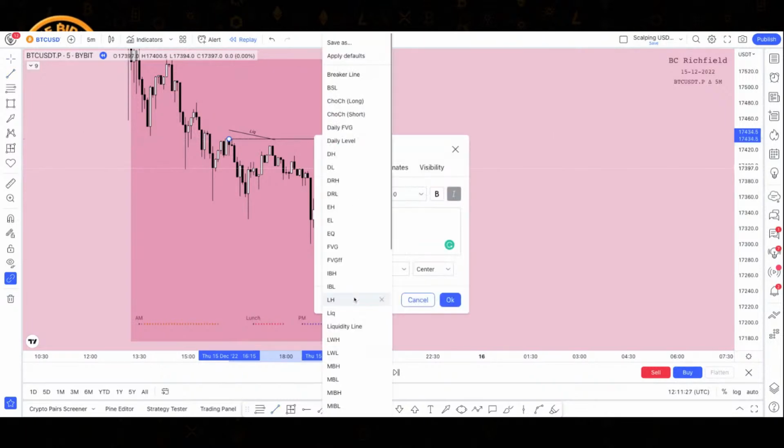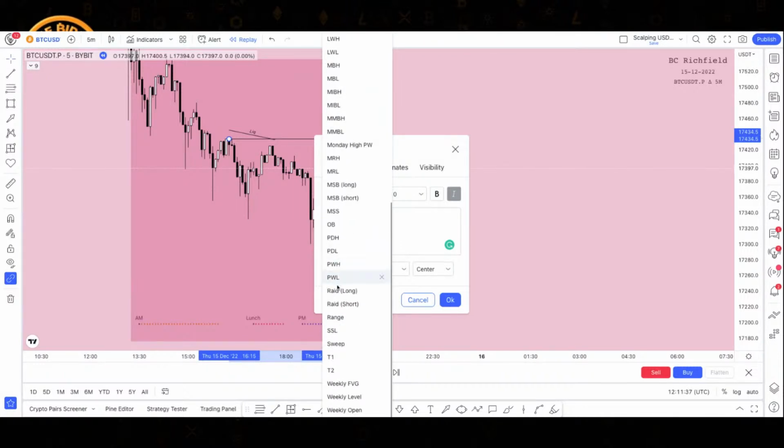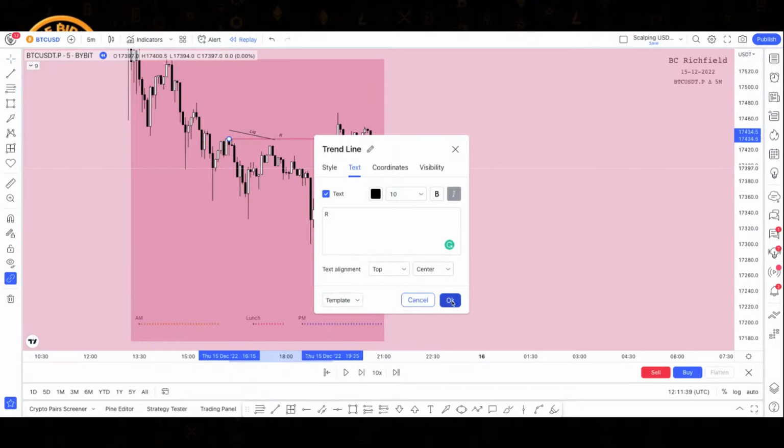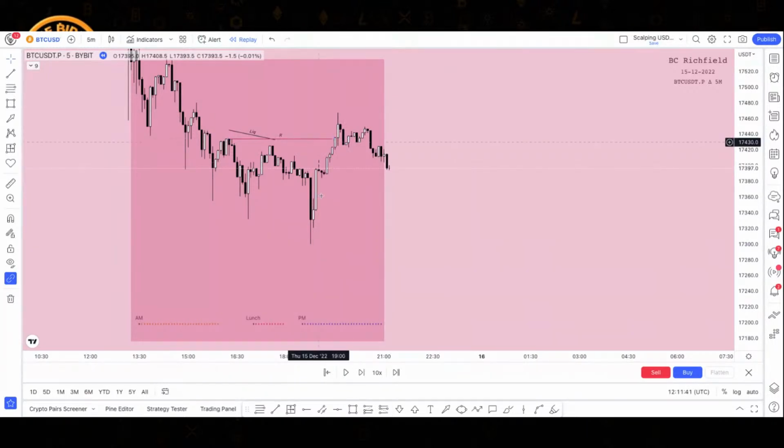Or for me, I'd consider a raid a move on prior levels and a sweep, the sweep of the prior swing. Okay, so I'm just going to label this up as our raid short. Then what I'm looking to do is I'm looking for a breakdown in structure, right? So I want to see this low taken out, which we can see happens here. Let me make that a bit thicker for you guys.